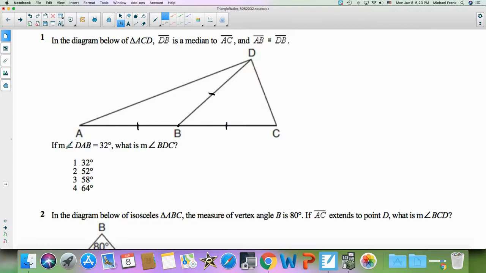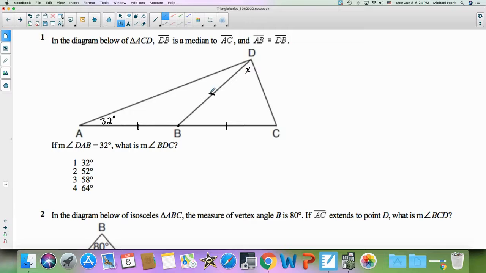Now let's see what else they give us. The measure of angle DAB is 32 degrees. What is the measure of angle BDC? So I'm going to put a little X here because that right there is the ultimate question. The measure of angle BDC. Well, let's see what we know about this triangle over here.